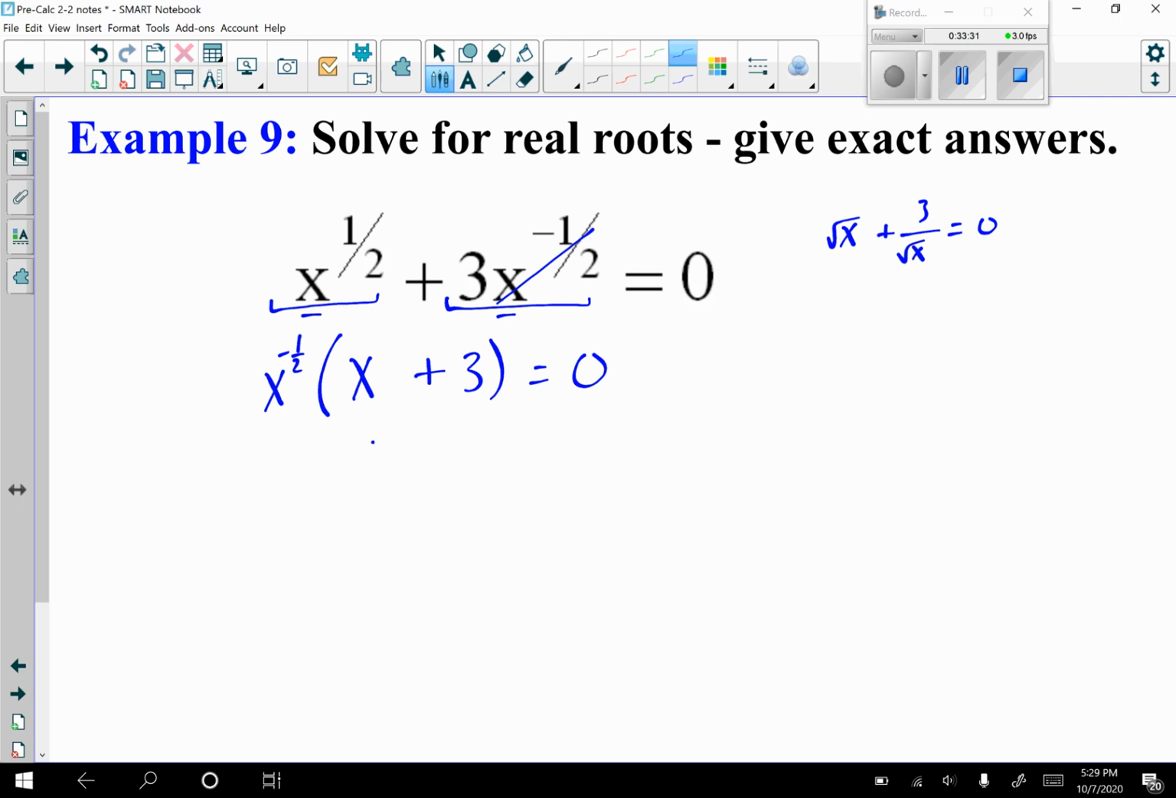So we end up with here x equals negative 3. And over here we have x to the negative 1/2 equals 0. So let's think about what that means. That is 1 over root x equals 0. I don't like the fraction, so multiply and we get 1 equals 0. There's no solutions there. So we have negative 3, but we have to check.